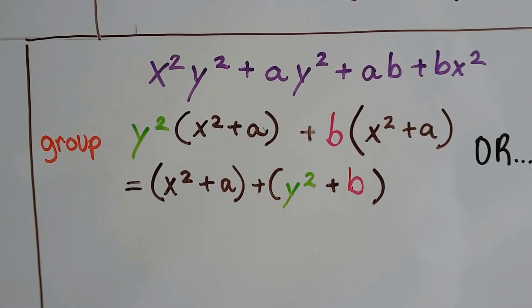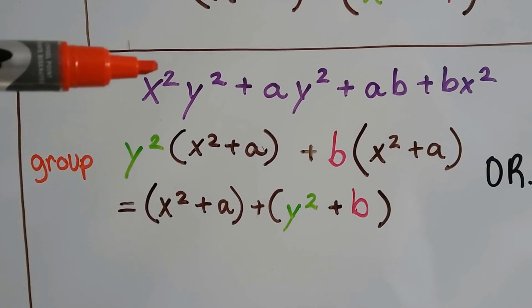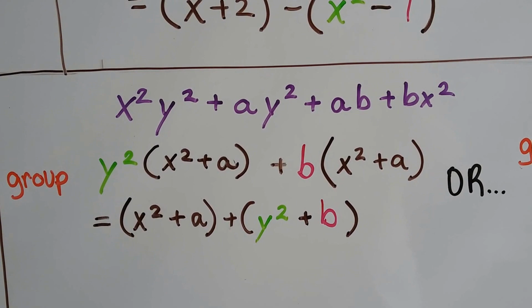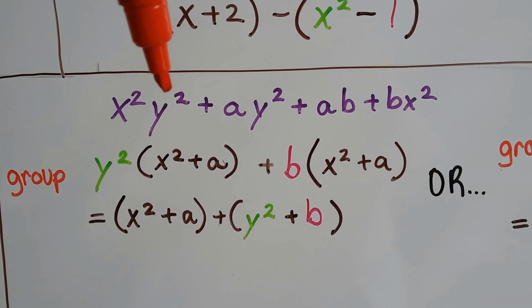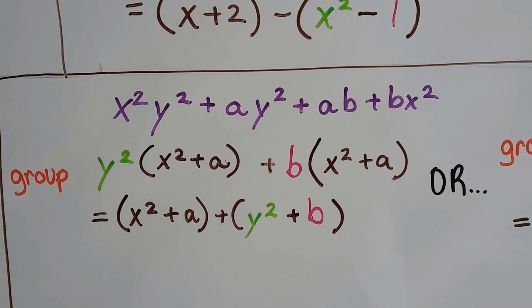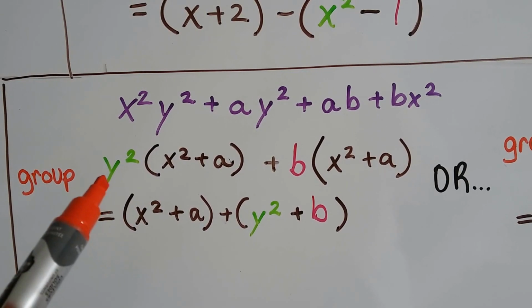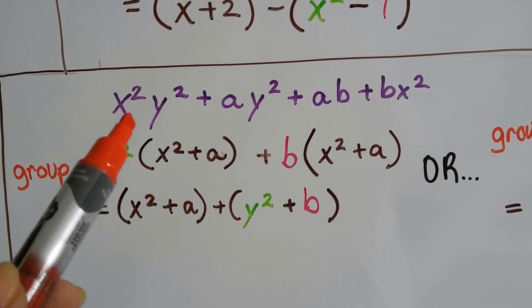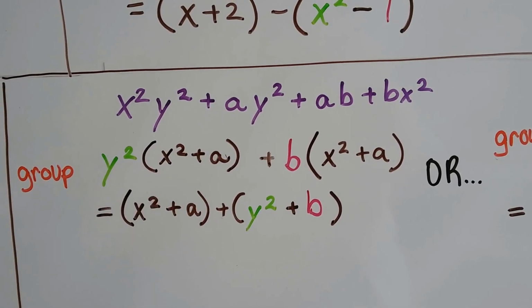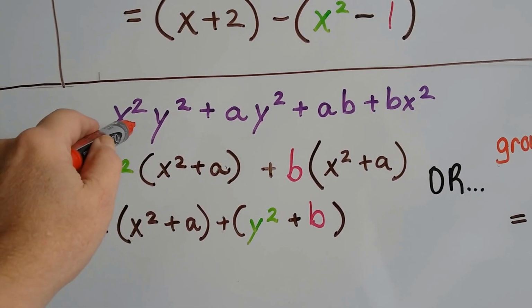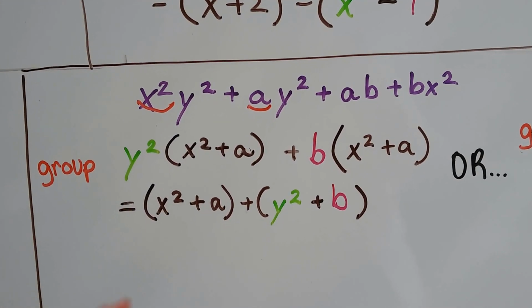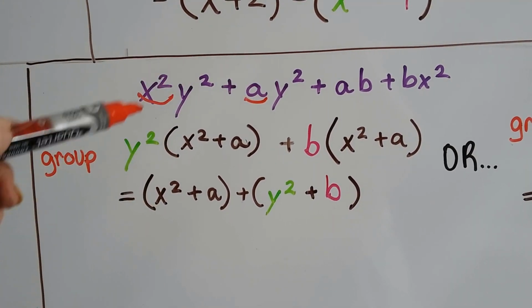okay? Look at this one. We've got this x squared y squared plus ay squared plus ab plus bx squared. Now you notice that there's a y squared here and a y squared there. So we can pull that out right away and do y squared times this x squared plus that a. See? So what we're doing is we're pulling these out to be put in the parentheses, and we factored out the y squared in the front.